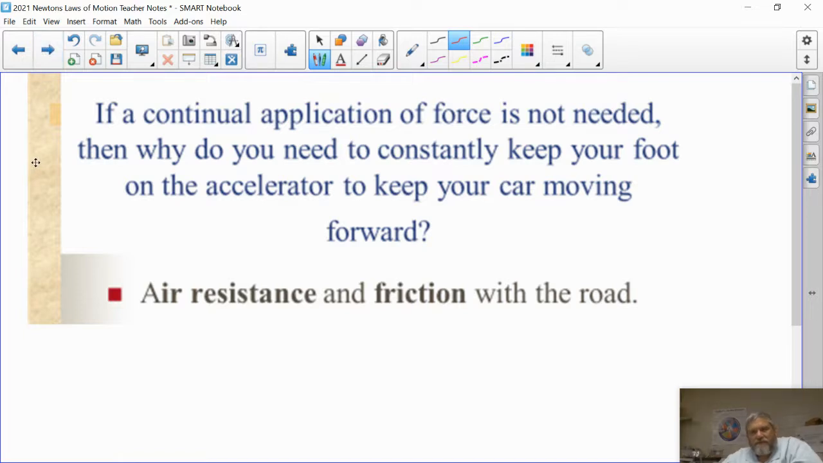So if a continual application force is not needed, then why do you need to keep your foot on the accelerator to keep your car moving forward? Well, what's on your car? Right? When you're driving your car, stick your hand out the window, there's air resistance, right? So you have to overcome that. The car has to apply enough force forward to keep it moving in a straight line. So there's air resistance. And then, of course, there's friction as well. Because if you take your foot off the accelerator, you're going to come to a stop.